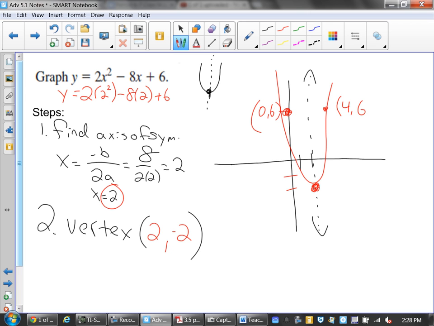Make sense? We might write out this stuff. Get your axis of symmetry by opposite of b over 2a equals your x. Get the vertex by substitution.